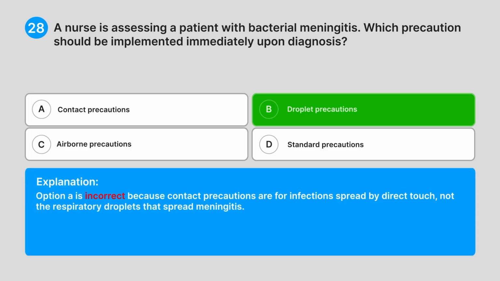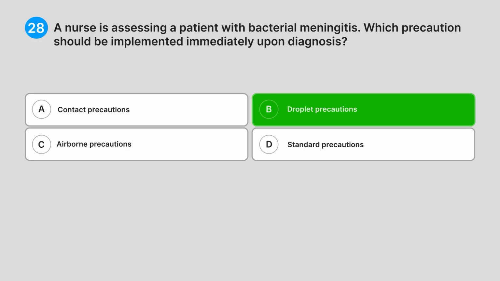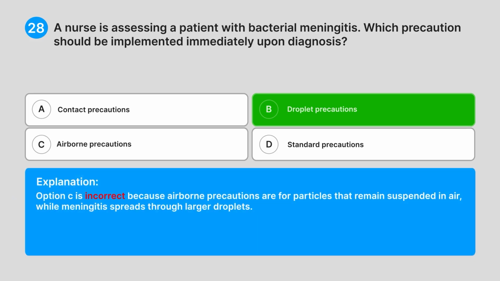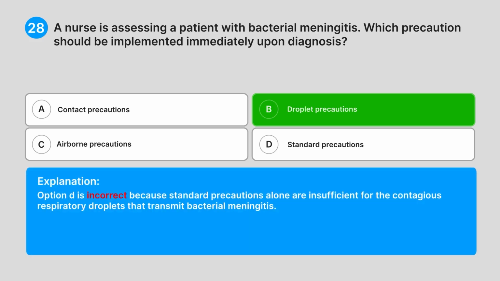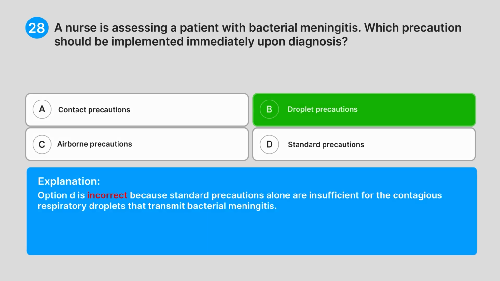Option A is incorrect because contact precautions are for infections spread by direct touch, not the respiratory droplets that spread meningitis. Option C is incorrect because airborne precautions are for particles that remain suspended in air, while meningitis spreads through larger droplets. Option D is incorrect because standard precautions alone are insufficient for the contagious respiratory droplets that transmit bacterial meningitis. Understanding meningitis transmission helps us choose the right isolation precautions to protect others.